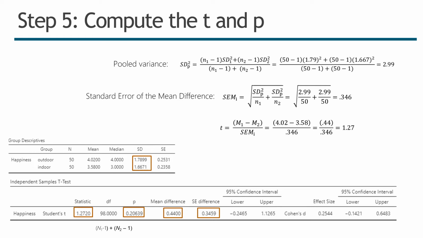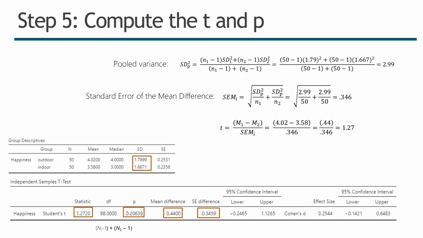Your next step is to compute the t and the p-value. In this case, we're computing the student t because we're confident that the assumption of homogeneity of variance was met. So we've provided the computations here for computing the t. You start by computing the pooled variance, which is each standard deviation squared multiplied by its degrees of freedom, and then you divide that by the total degrees of freedom in the study, which gives you a pooled estimate of the variance in the study, where if you had unequal sample sizes, it would give more weight to the sample with a larger size. In this case, our sample sizes are equivalent, so there's no weighting going on there.